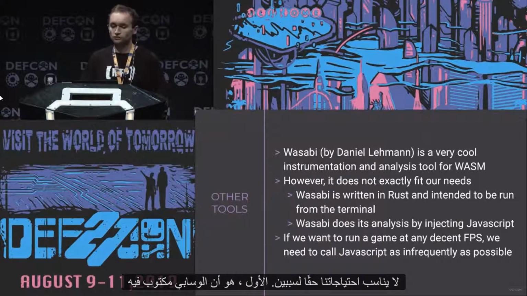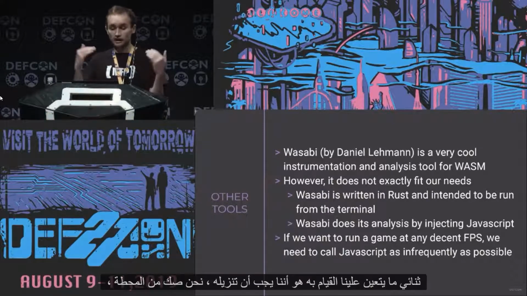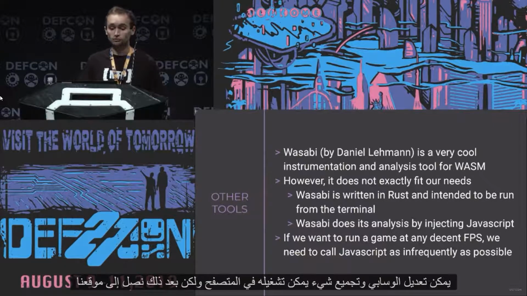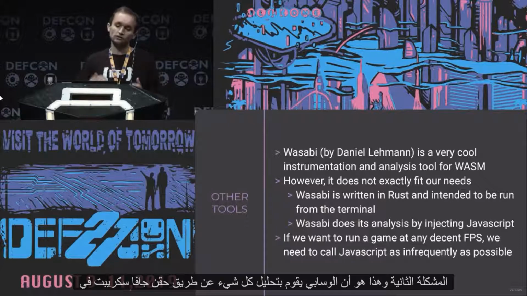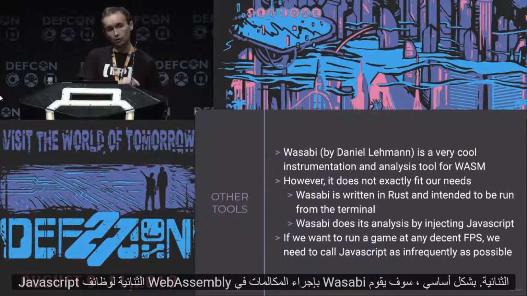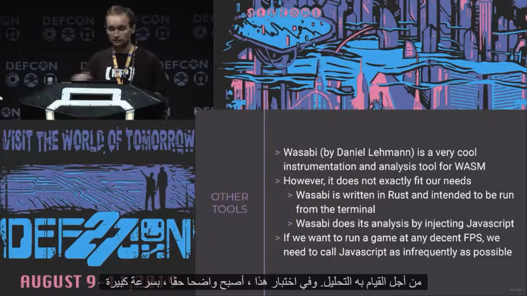The first is that Wasabi is written in Rust, and it's intended to be run from the terminal. So if we want to instrument some WebAssembly binary, we have to download it, instrument it from the terminal, upload it again, and then run it. And that's a little annoying. Potentially we could modify Wasabi and compile something that could run in the browser, but then we run into our second problem, and that's that Wasabi does all of its analysis by injecting JavaScript into the binary. So basically, Wasabi will put calls into the WebAssembly binary to JavaScript functions in order to do its analysis.